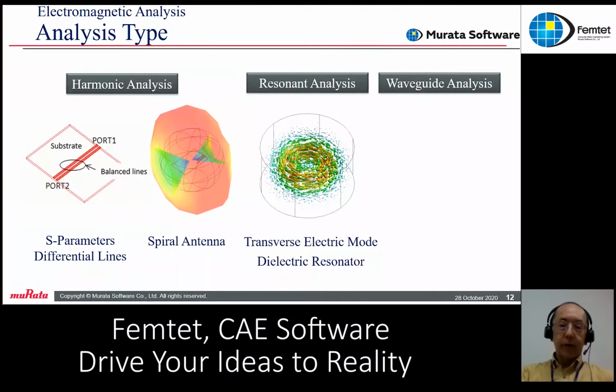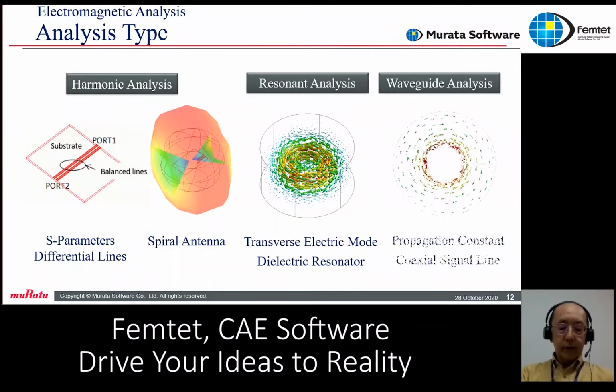Resonant analysis is used to get the resonant frequency of the microwave resonator, electromagnetic field distribution, and Q value at the time of resonance. The waveguide analysis solves the electromagnetic field propagating in the coaxial lines.